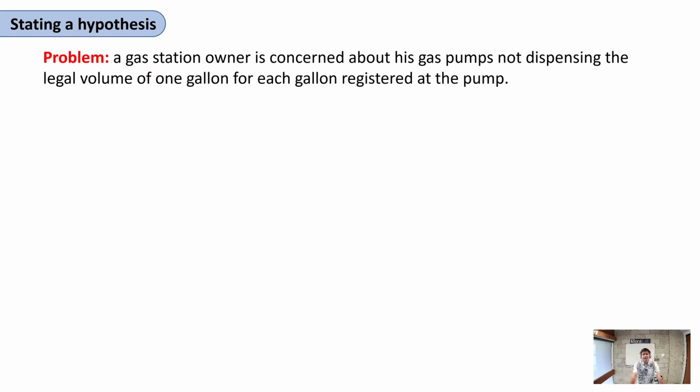In this one example, a gas station owner is concerned about the gas pump not dispensing the legal volume of 1 gallon for each gallon registered at the pump. All right, so that's the problem right there.